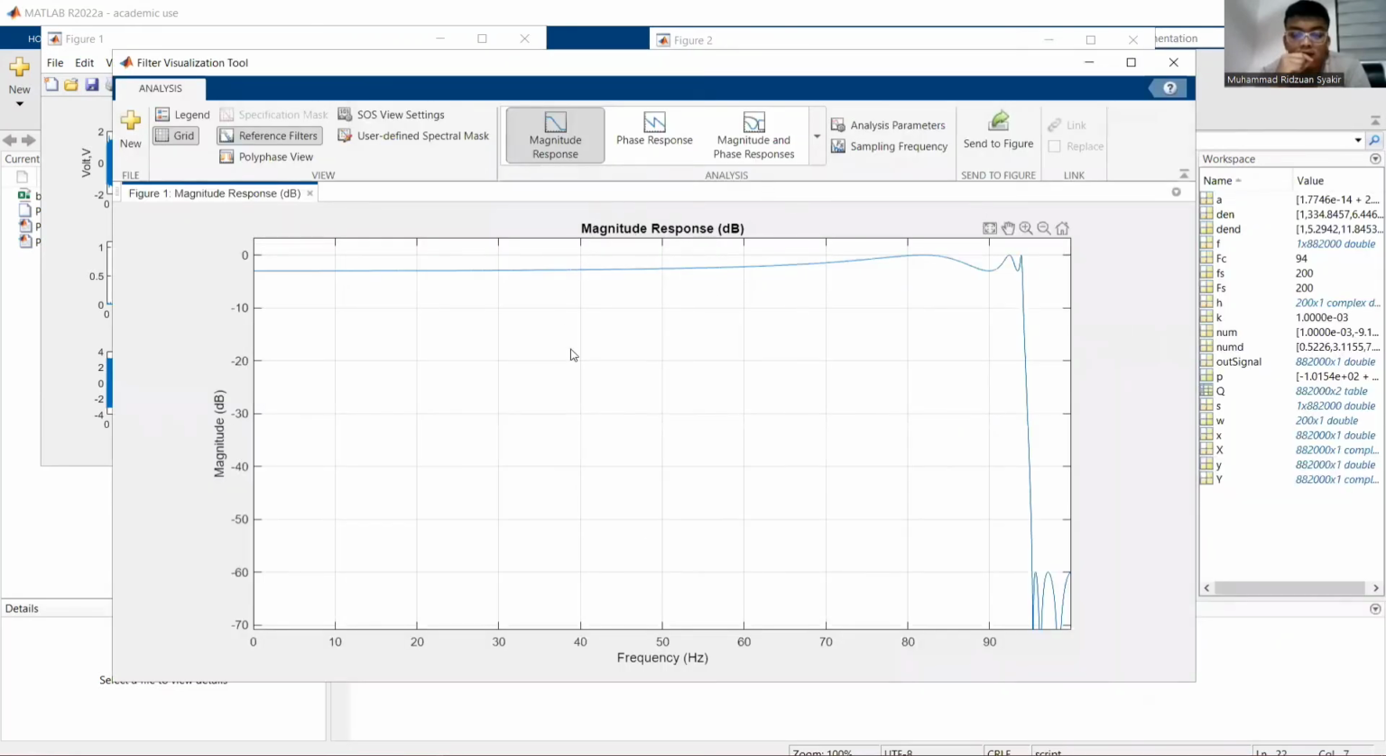And then last but not least, we have the magnitude response in dB. So this is how the graph looks like for the magnitude response in dB.